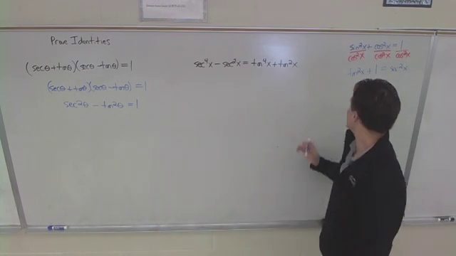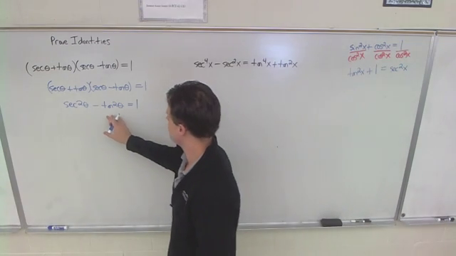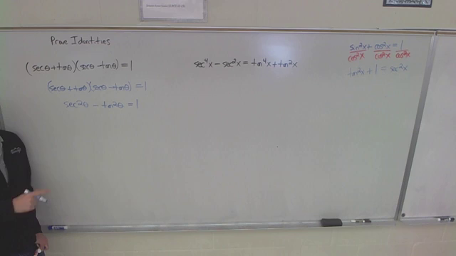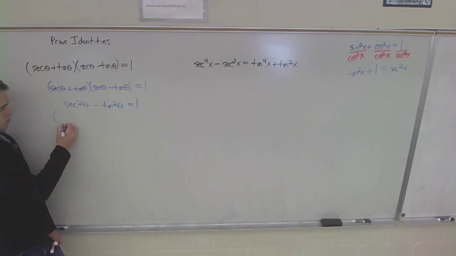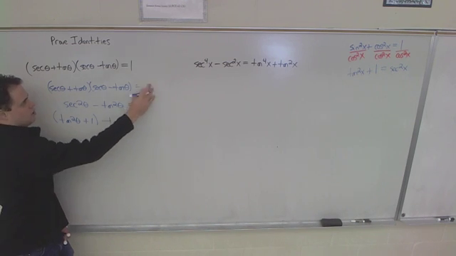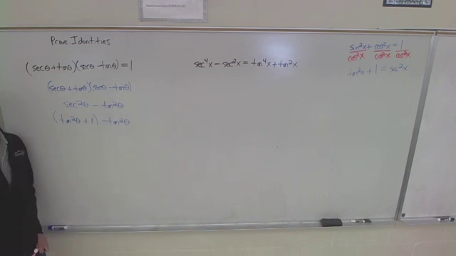Okay, so can I use that on this problem? Totally. Because that says secant squared is also tangent squared plus 1. So for this secant squared, I can put in tangent squared plus 1. I really shouldn't even have this other side over there at all.